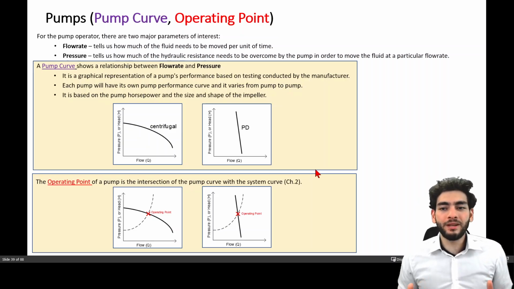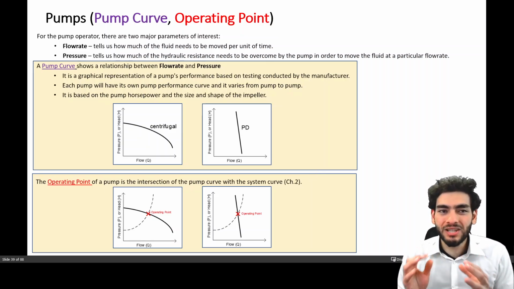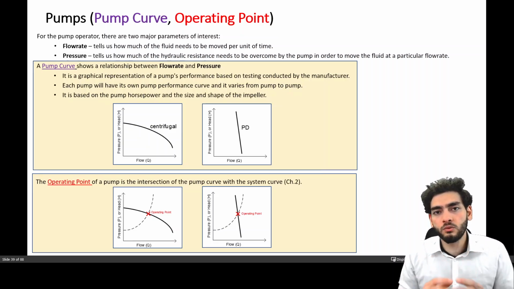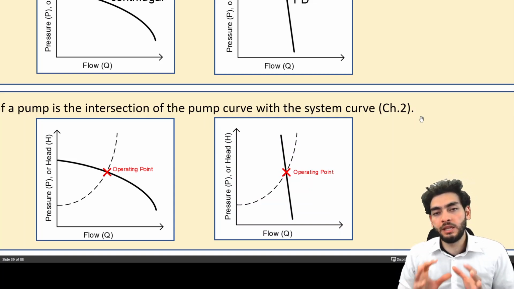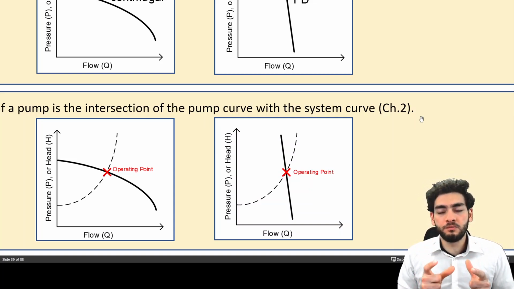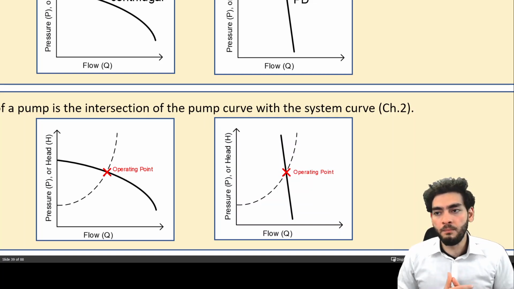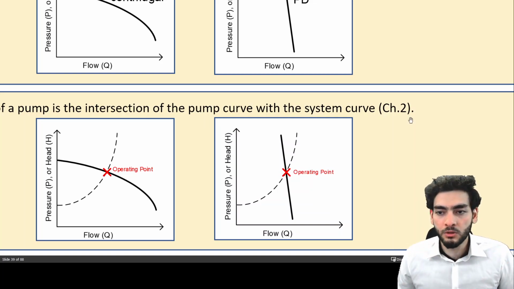The operating point of a pump is the intersection point of the pump curve, which is given to you by the pump manufacturer, and the system curve, which is the curve that you develop. If you remember chapter 2, the very last example, we practiced how to make system curves. And essentially the system curve, the point where it intersects with the pump curve, would be the operating point.